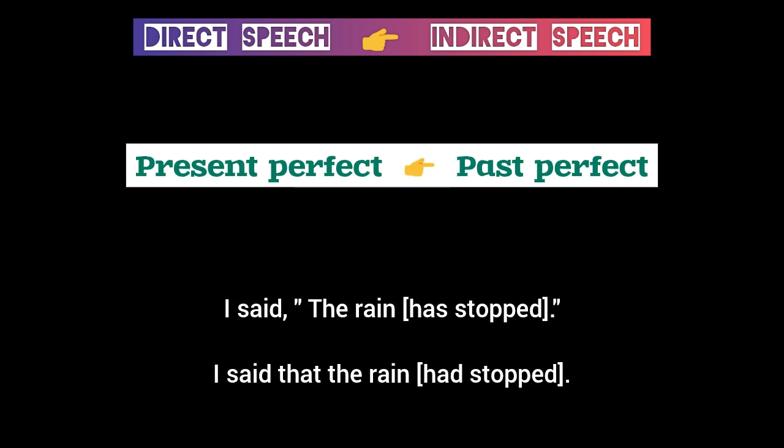And then, with the reporting verb in past tense, the present perfect is changed as the corresponding past tense, past perfect in the indirect narration. For example, I said, "The rain has stopped." Here said is the reporting verb in the past tense and has stopped is the reported verb in the present perfect tense. So in the indirect speech, the present perfect becomes the past perfect. I said that the rain had stopped.